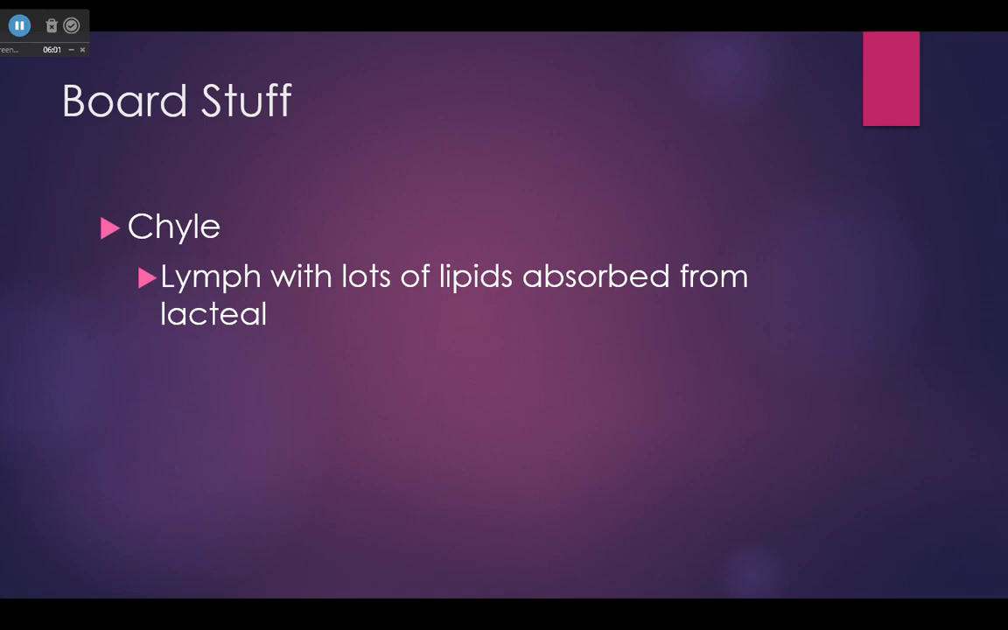Board stuff, I would usually write on the board what chyle is. That is lymph with lots of lipids absorbed from the lacteal. So as we absorb nutrients, we've learned that the proteins and the carbohydrates are absorbed into the capillaries of the intestines and go through the hepatic portal system to get stored by the liver. And the lipids from your diet get absorbed into the lacteals and then are dumped into the circulatory system, which is why we have problems with blood cholesterol, not blood proteins. So chyle is that fluid, basically emulsified, liquefied lipids that is absorbed through the lacteal into the lymphatic system.